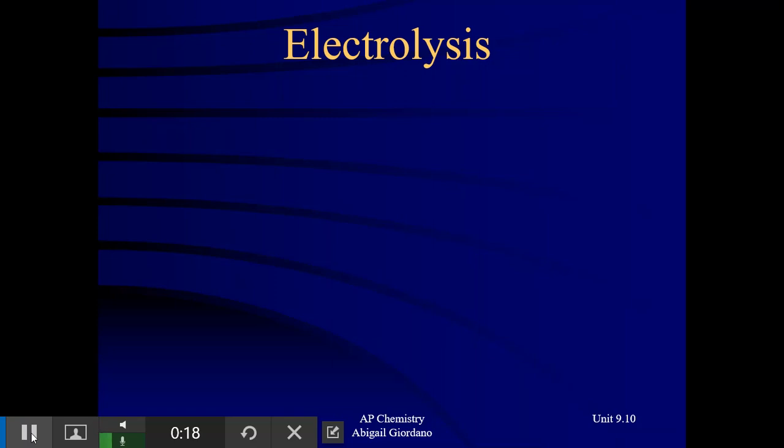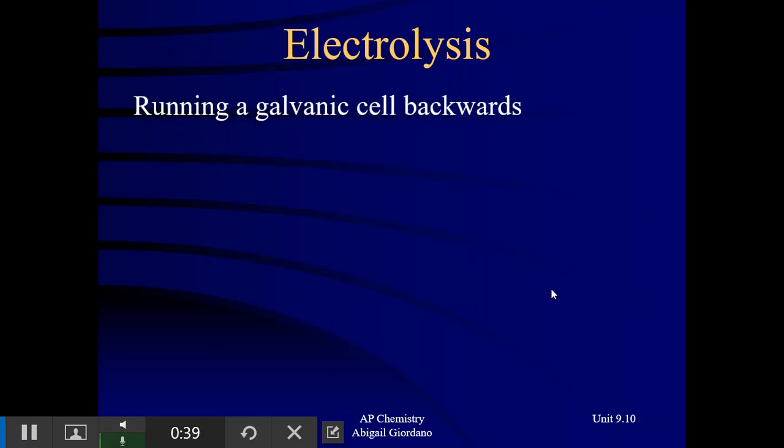So let's start off by talking about what electrolysis is in the first place. The process of electrolysis, or creating what's called an electrolytic cell, which is different from a galvanic or a voltaic cell. An electrolytic cell is run by running a galvanic cell backwards. Now, what do I mean by backwards? I mean that the electrons would be flowing in the opposite direction.